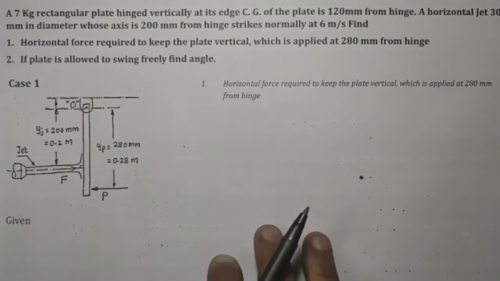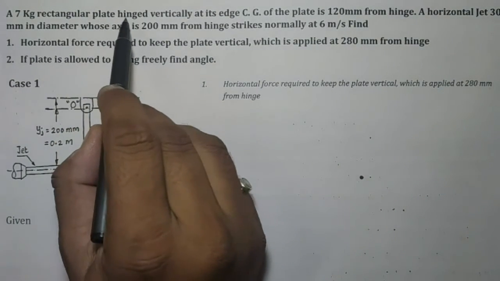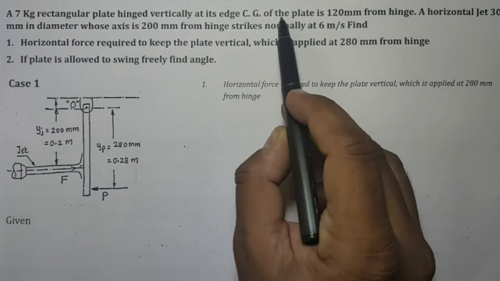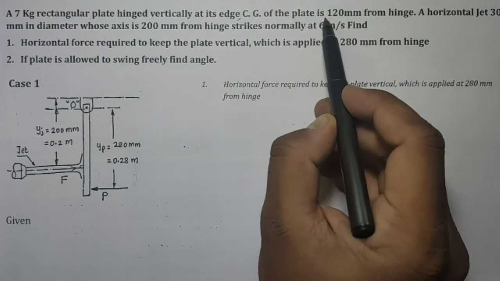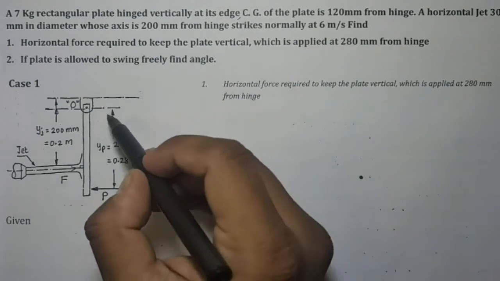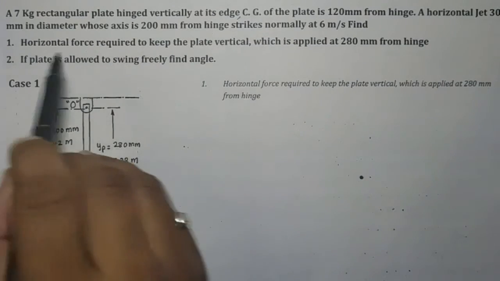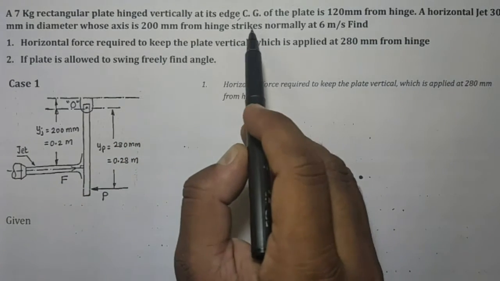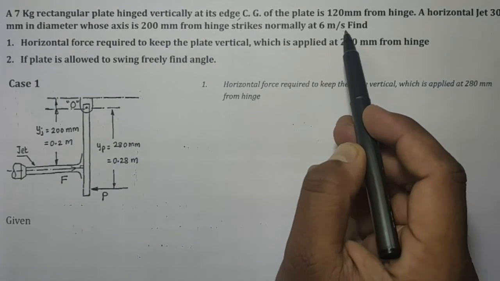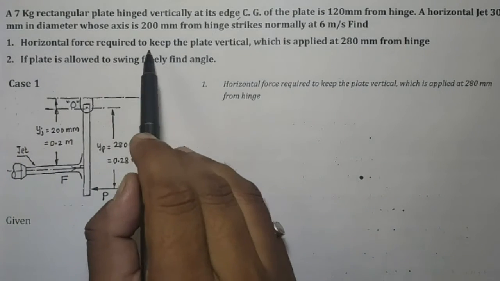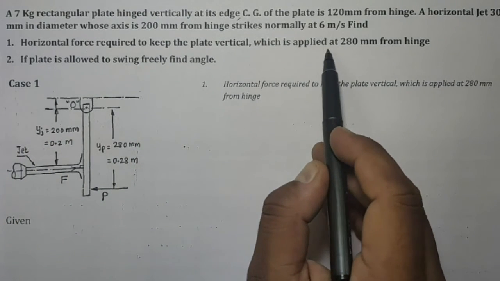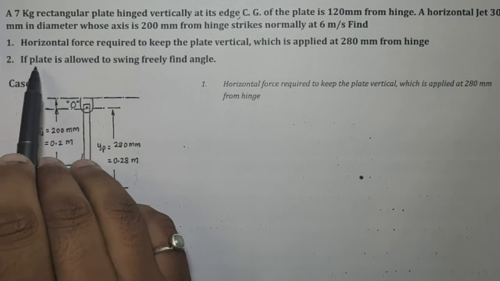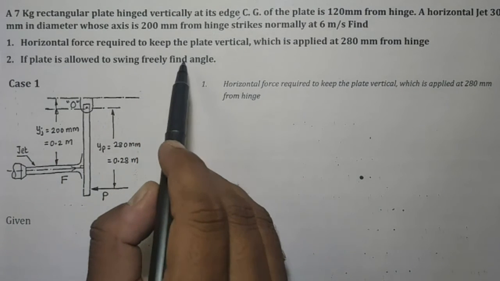Now the next problem is a 7 kg rectangular plate hinged vertically at its edge. The CG of the plate is 120 mm from the hinge surface. A horizontal jet of 30 mm diameter, whose axis is 200 mm from the hinge, strikes normally at 6 meter per second. Find the horizontal force required to keep the plate vertical, which is applied at 280 mm from the hinge. And the second case is that if the plate is allowed to swing freely, find the angle.